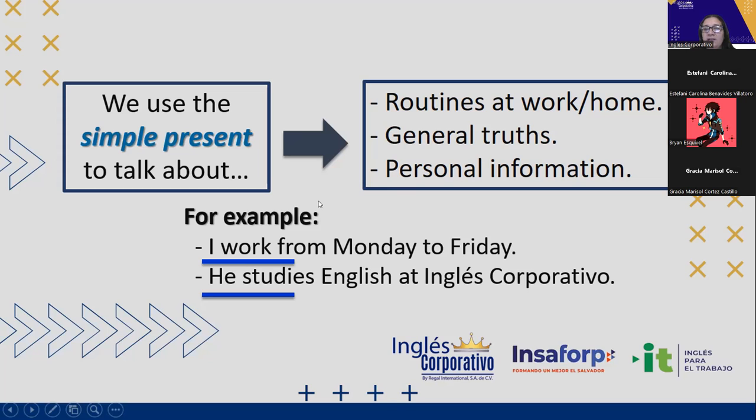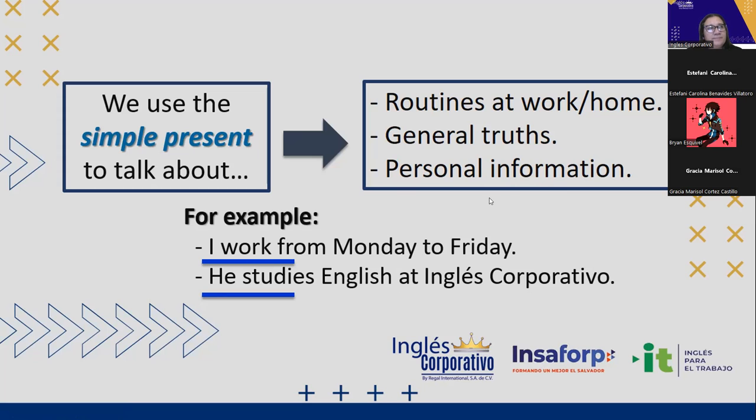I live in San Salvador. I have a daughter. I work in San Miguel. So those are personal information, right? Examples, I work from Monday to Friday. He studies English at Ingles Corporativo. So these are some of the examples.